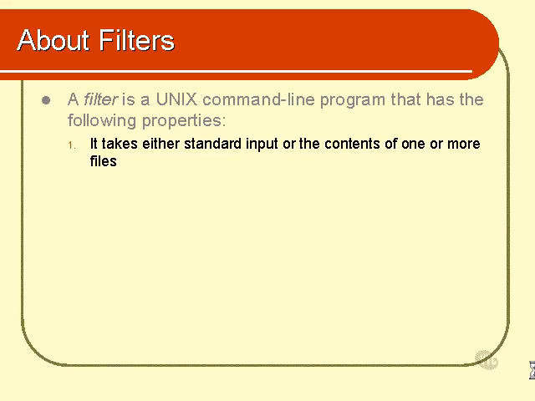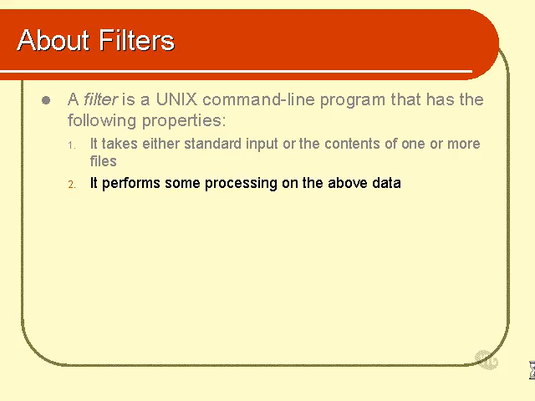The second property that all filters have is that they perform some processing on the above data. In other words, whether the data comes from a keyboard or whether it comes from a file, that data gets processed in some way, and the different processing is what separates one filter from the next. Finally, the filter produces output based on that input. In other words, it produces output which is the results of the processing that it did in step 2.